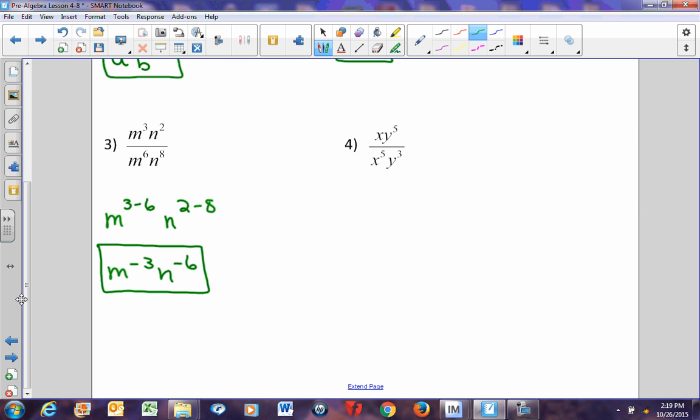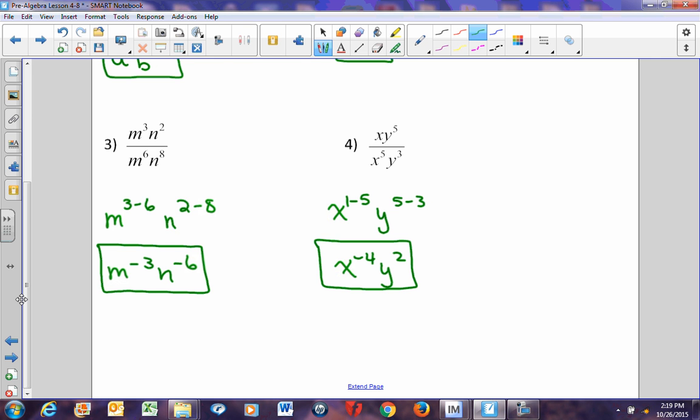And my last problem here, x y to the 5th divided by x to the 5th y to the 3rd becomes x to the 1 minus 5, y to the 5 minus 3. So that becomes x to the negative 4th, y to the 2nd. At this point, I'm done. No fraction bars. Everything's simplified as far as it will go, and I am done.